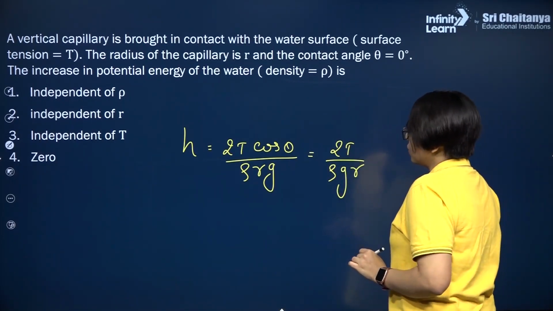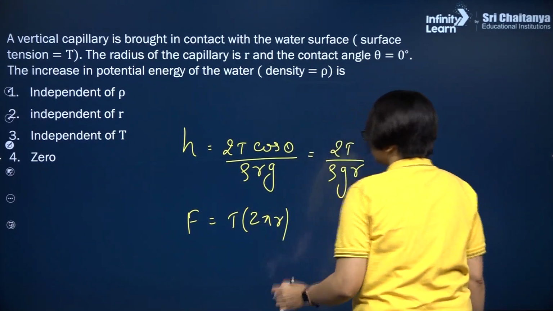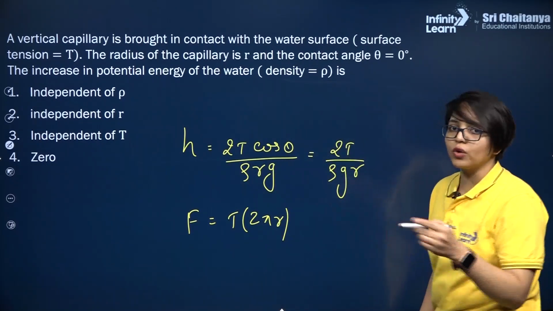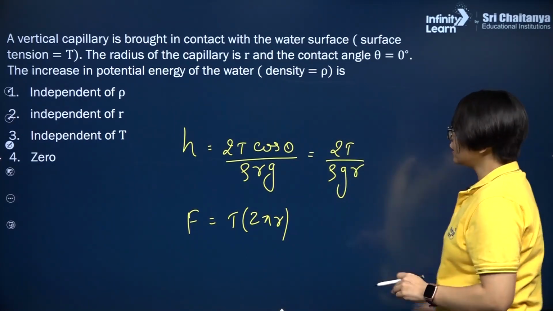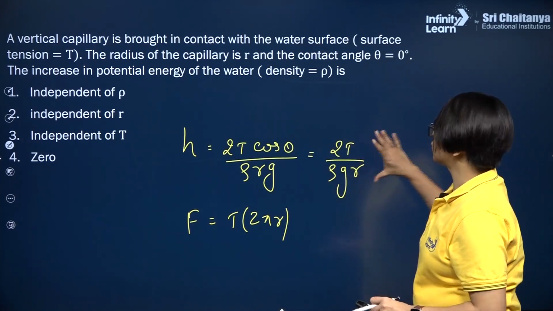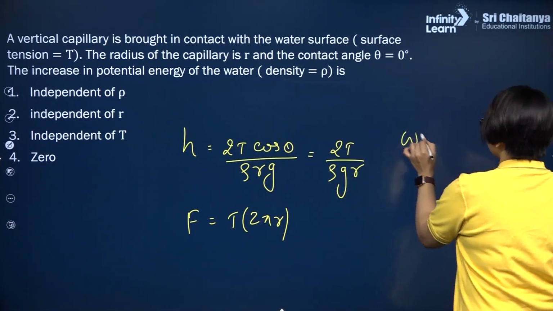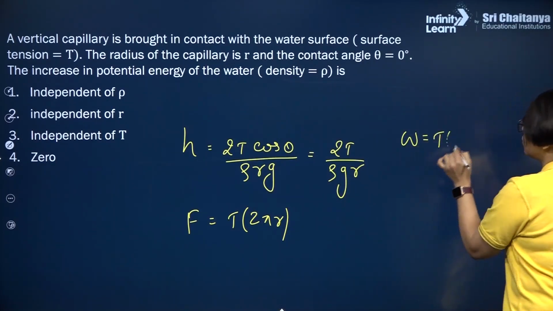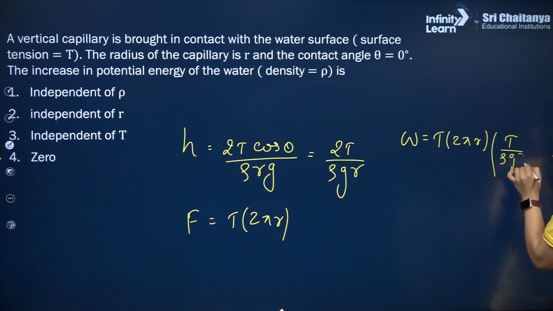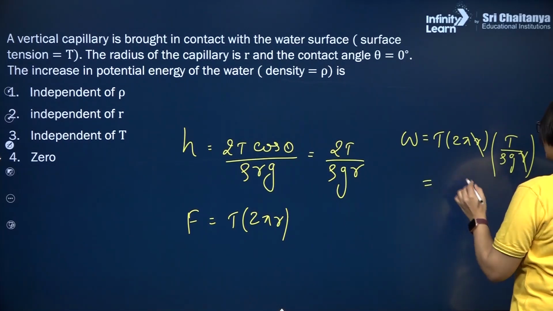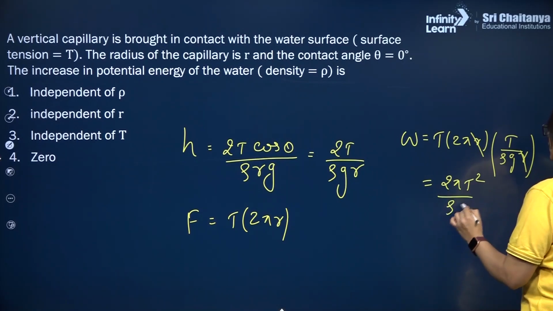Now force will be surface tension into 2 pi r. So over here force is surface tension into L, right? So it is surface tension into 2 pi r is L. So over here work done in increasing the height of the center of mass. So this is the total height gain. So center of mass will gain h by 2 height. So work done will be F into h by 2. So it is T into 2 pi r into h by 2 is T into rho g r. So r cancels. So you can see that it is 2 pi T square upon rho g, right?